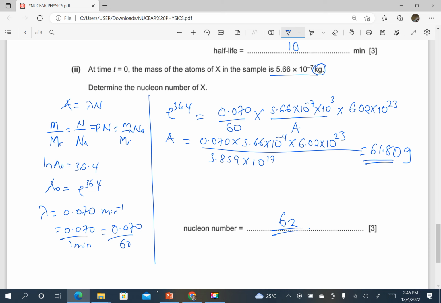So the process is very easy. You needed to use the initial activity. All we needed was N, that is mass over molar mass, but the molar mass is what we want to find. However, we know that the initial activity is given by 36.4 from the graph. So we could find the antilogarithm because ln is log to base e. That's why A naught is e power 36.4. The decay constant was in per minute. I changed it to per second by dividing by 60. So I equated the two by replacing N with mass over molar mass A times Avogadro's number. So that gives me 62.